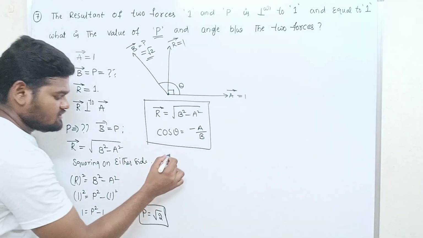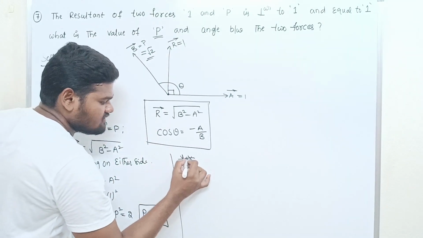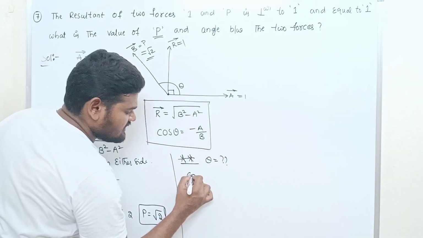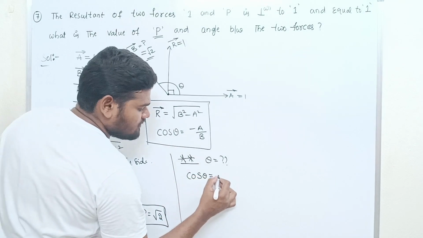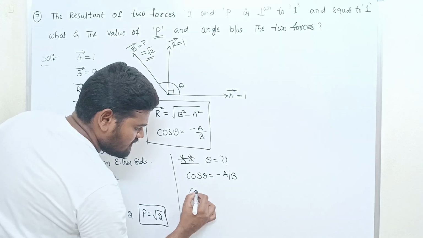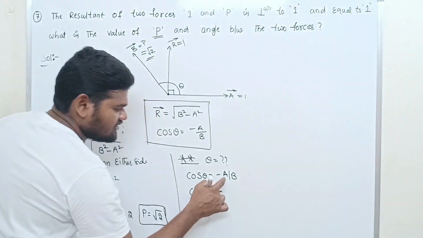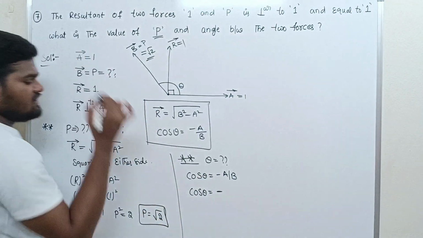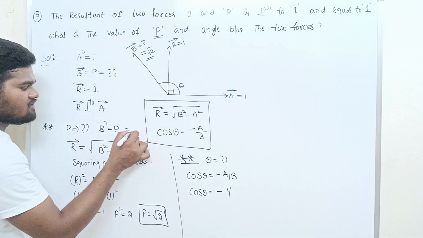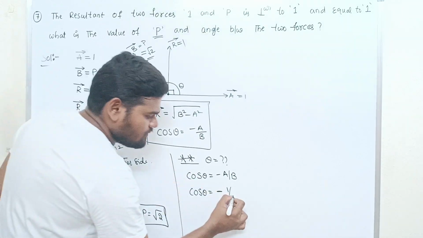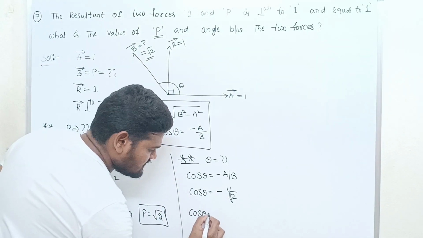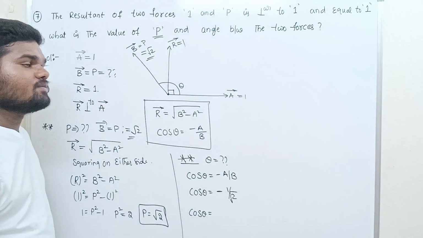Second one, we have to find theta, the angle between the two vectors. We have the formula cos theta equals minus a by b. Then cos theta equals minus of the value of a, which is 1, and the value of b or p, which is root 2 as we got. So cos theta equals minus 1 by root 2.